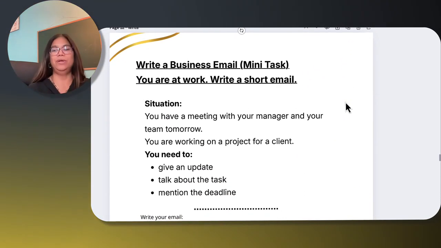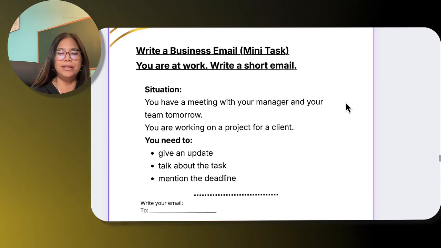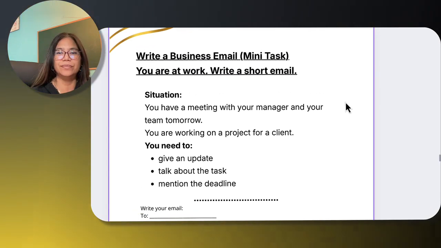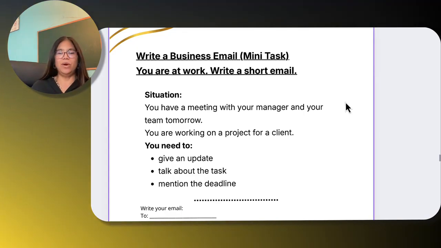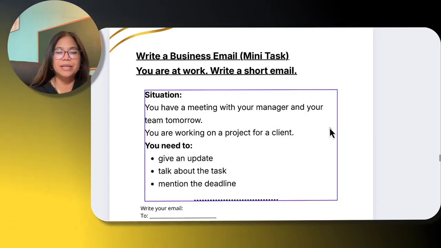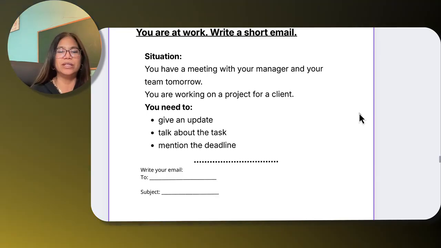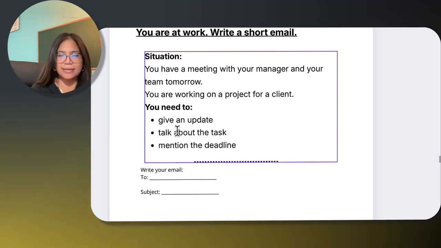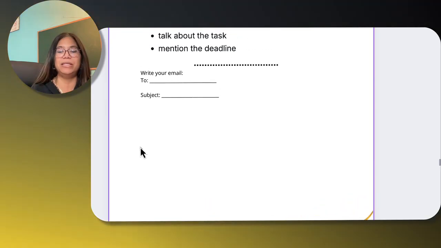Let's continue with the exercise. This one here is: write a business email. A mini task. You are at work. Write a short email. Situation: you have a meeting with your manager and your team tomorrow. You are working on a project for a client. You need to give an update, talk about the task, mention the deadline. Okay, so here is where we have space to write our email.